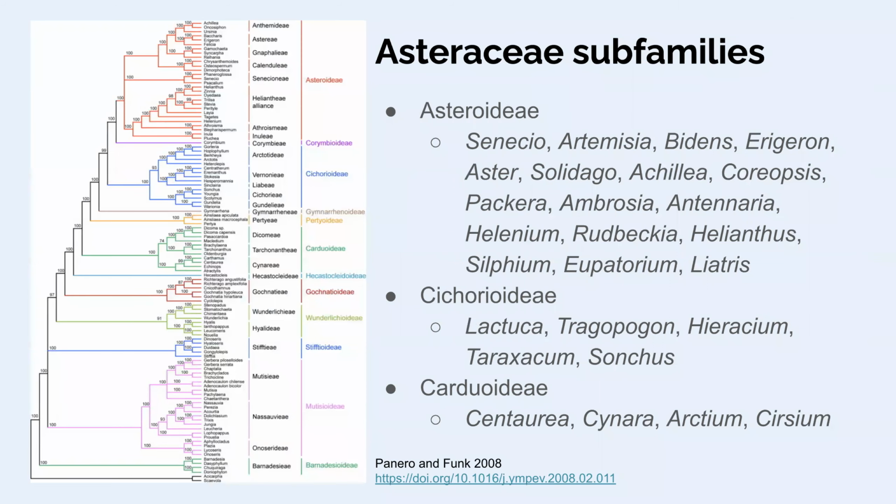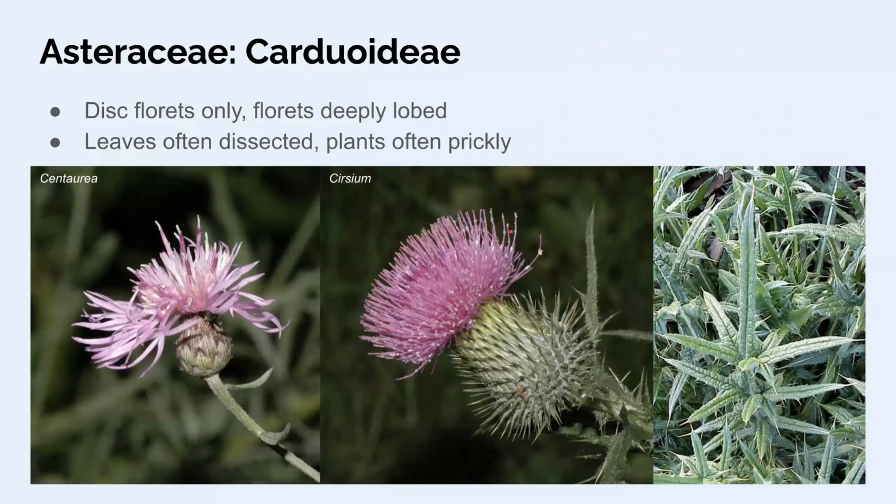So big family needs a lot of classification. This one has some subfamilies, and turns out the subfamilies we have in Wisconsin are not all of the diversity of the family. So that's kind of handy. So we've got these three big subfamilies I want you to know for us. Asteroideae up here in red, Cichorioideae down here in blue, and Carduoideae in green. And I'll go through them and hopefully impress upon you how they are easy to identify from each other.